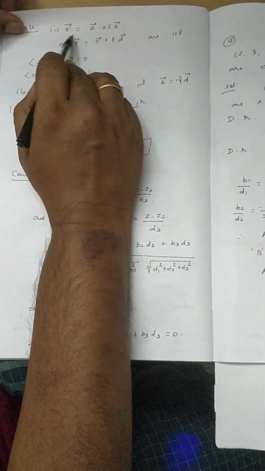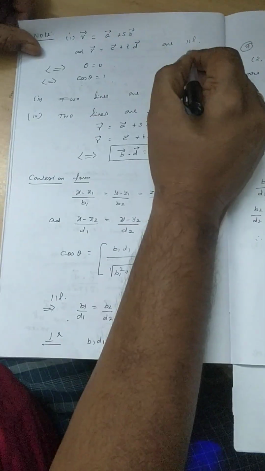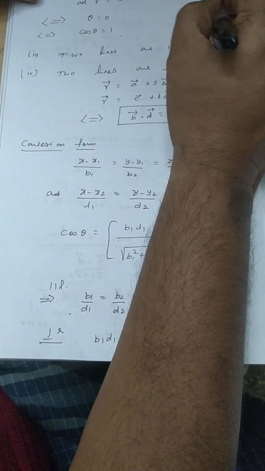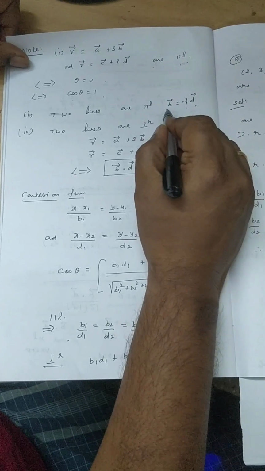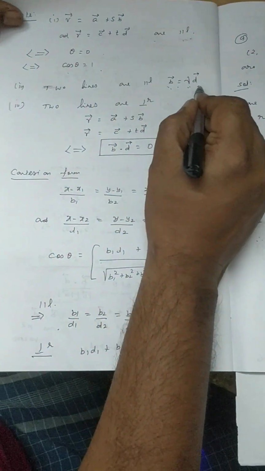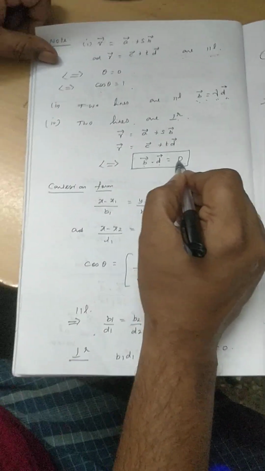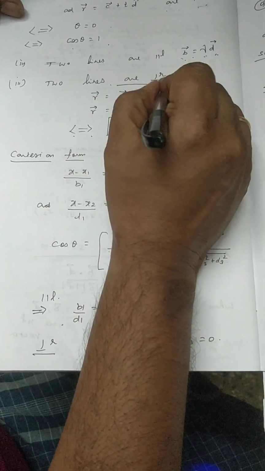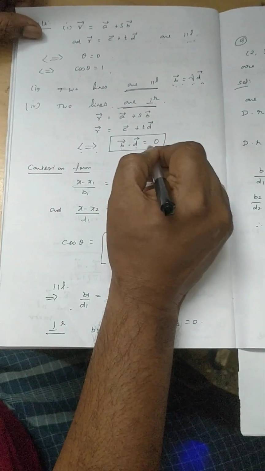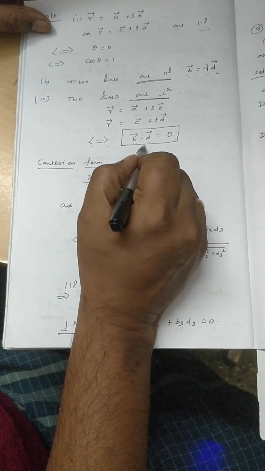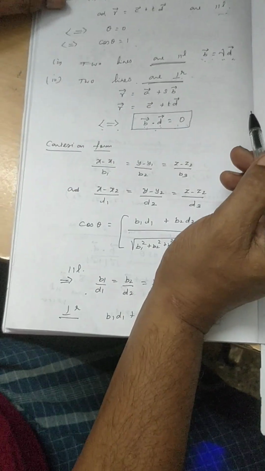Now, a very important note: if theta equals 0, cos theta equals 1, and the two lines are parallel. Then b vector is equal to lambda into d vector. For two parallel vectors, one vector can be expressed as some scalar into the other vector. Two lines are perpendicular if and only if b vector dot d vector equal to 0. This is very important. If and only if the dot product equals 0, the two lines are perpendicular.